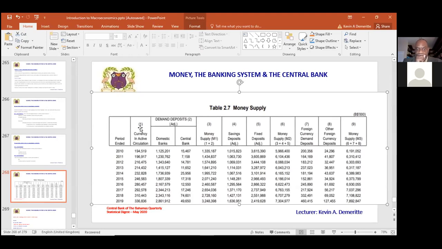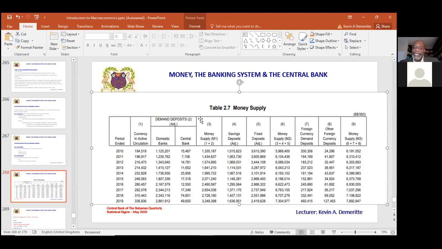You see, currency in active circulation is about $336 million. You see where this is in thousands. So this is 336 million or 337 million as at the end of 2019. So this is actually cash floating around. Demand deposits, domestic banks. This is the money, the demand deposits that we are holding with commercial banks. Demand deposits here, central bank. This is the money that commercial banks are holding with the central bank.